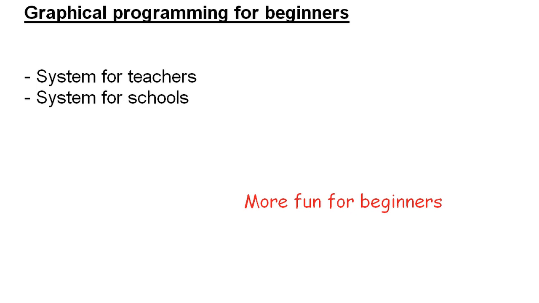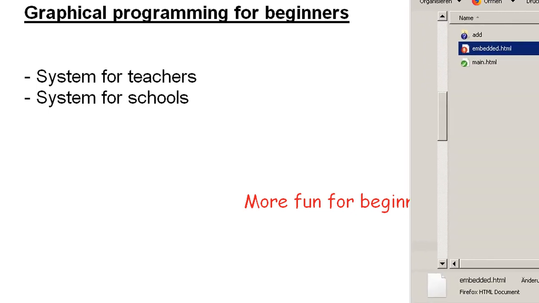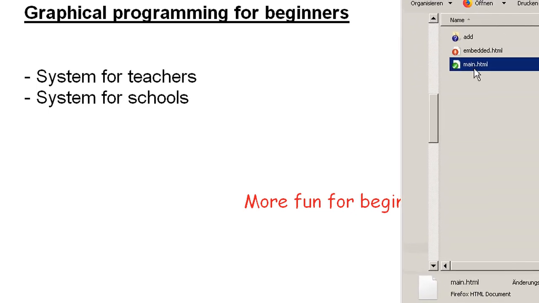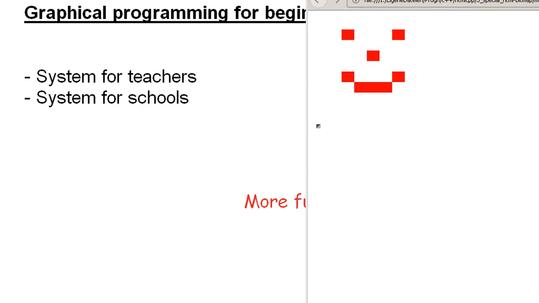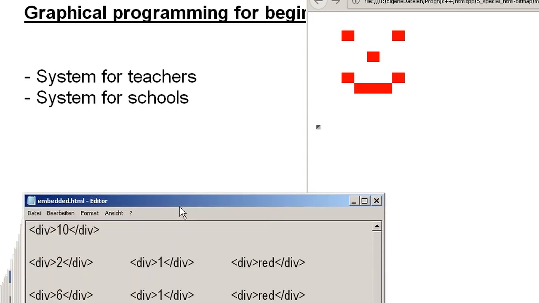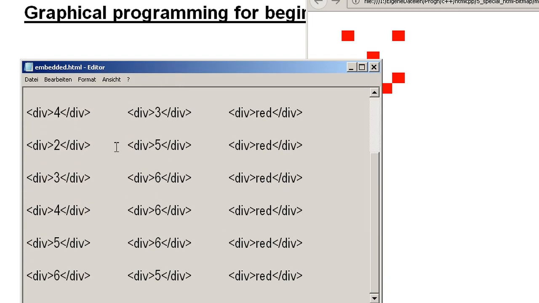Before we get into real detail, let's do a quick show off. You have your system in here. The system consists of this main.html file. This is everything you need. Everything that you need is inside this main.html file. This file will load the content of embedded.html, and if you open it in your browser, it will produce a picture. And when we now check the content of the embedded.html file, you see this kind of thing.